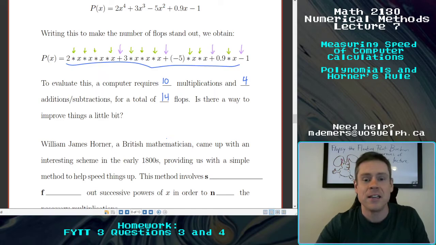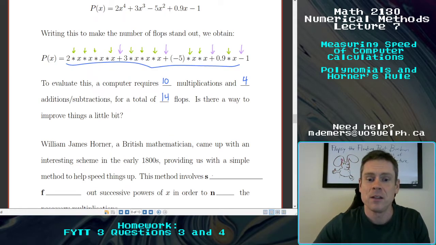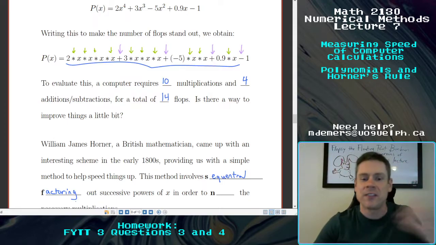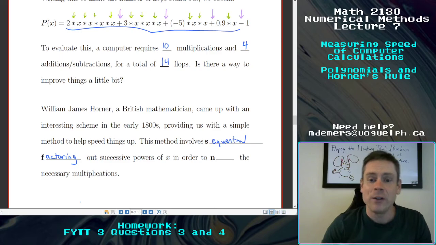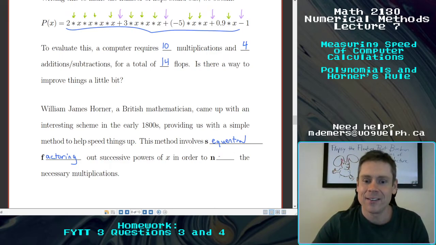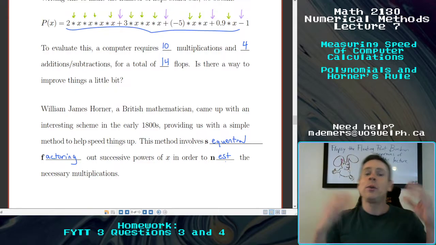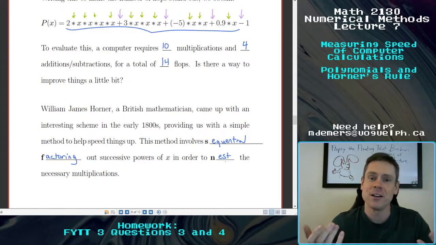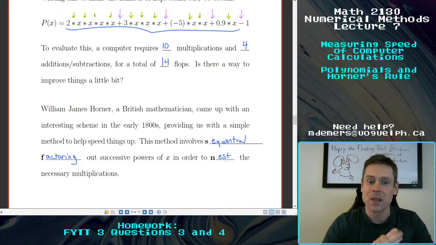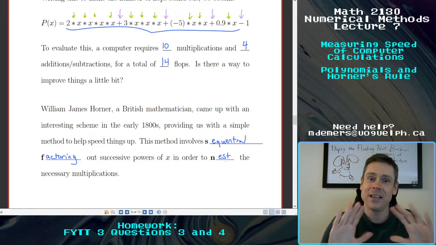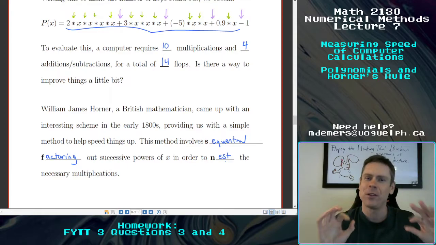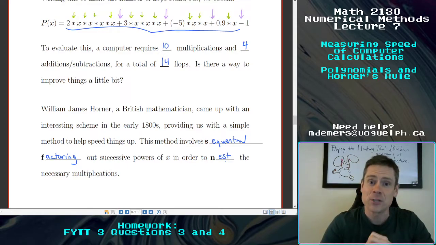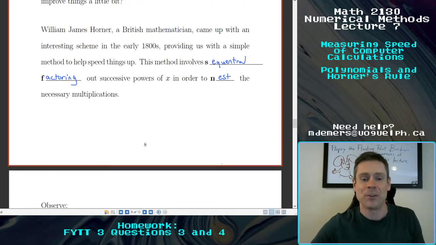And what this does is it gives us a method involving sequential factoring. And what we do is we do this sequential factoring for successive powers of x. And in fact, what you do is you nest the necessary multiplications. So it turns out that writing out polynomials in the way that you and I are familiar with and that you've learned for years is actually an inefficient way of evaluating them. Horner's method is quite a bit different than that. It's going to make polynomials look very strange, but it turns out that it's much more efficient. And I want to show you how it works because it's actually super simple.